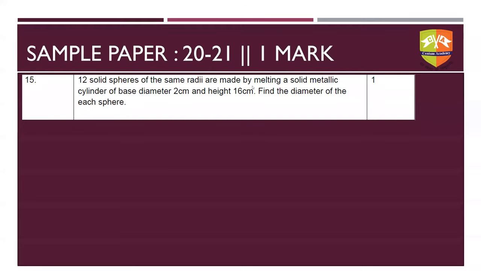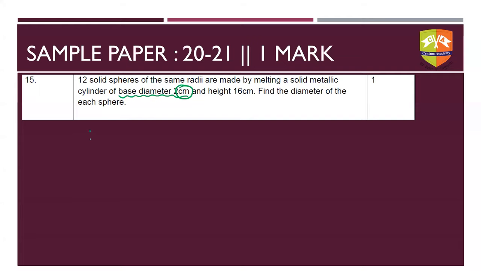12 solid spheres are made by melting a solid metallic cylinder of base diameter 2 centimeters and height 16. Again, you have to be careful. They are talking about base diameter, 2 centimeter, unit alert. Find the diameter of each sphere. So what do you need to do? Equate the volume. It is a one marker, so you won't write much.